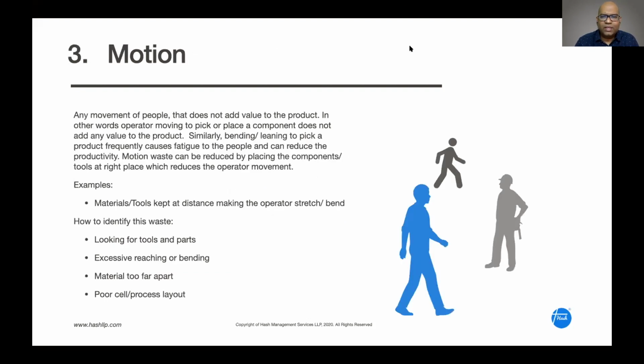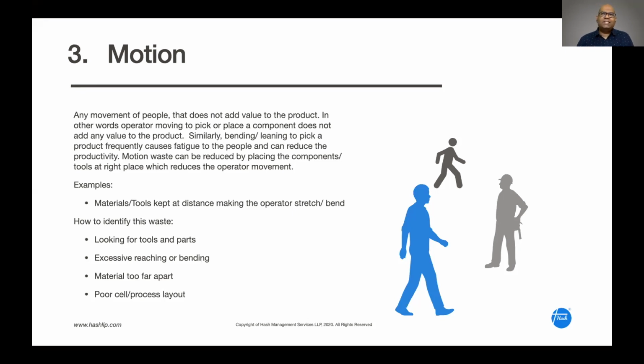So let us go to the third waste. The third waste is called motion waste. Motion means any movement of people, people movement that does not add value to the product. Whenever people move in the factory, are they adding any value? They're not adding any value, right? People just move here and there. Sometimes they take the materials and come, so the transportation as well as movement happens together. The first waste is transportation, which is material movement, and the third one, motion waste, is people movement.